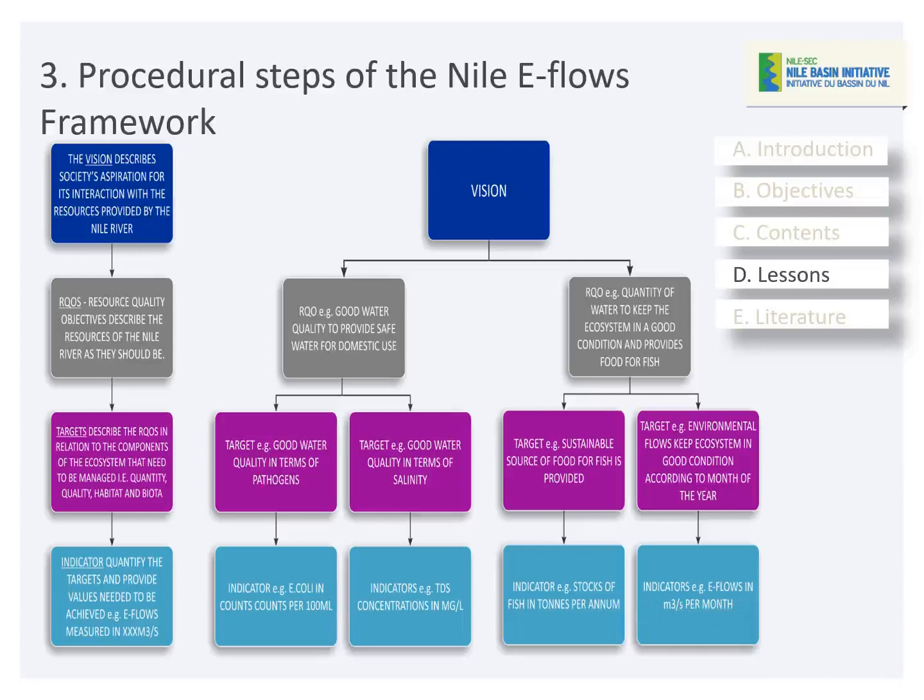And this is the procedural step, which has been published and presented not only in the manual, but other sources would show how these indicators, targets, RQOs, and visions can all be integrated to achieve that overall balance between the use and protection of water resources, in an environmental flow context, and that can be achieved for the Nile Basin.